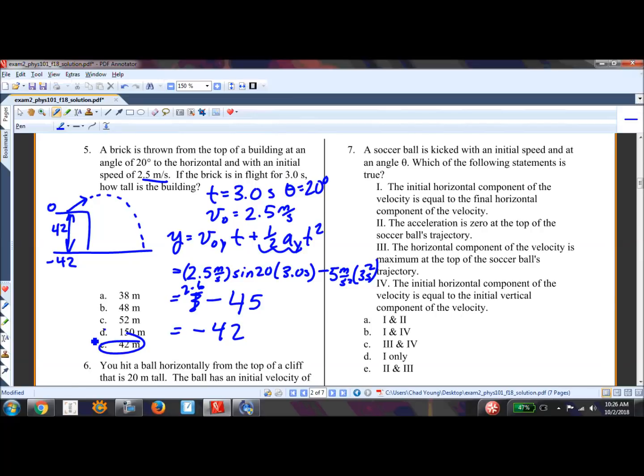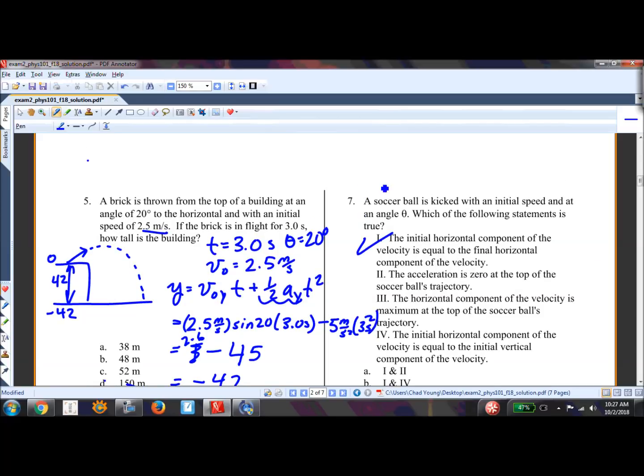Now let's do some conceptual questions. A soccer ball is kicked with an initial speed at an angle of theta. Which of the following statements is true? The initial horizontal component is equal to the final horizontal component. Alright, that's true. I'm dealing with a situation where the ball follows a path like this, that's saying that this velocity is equal to that velocity. And I know actually that Vx is the same.